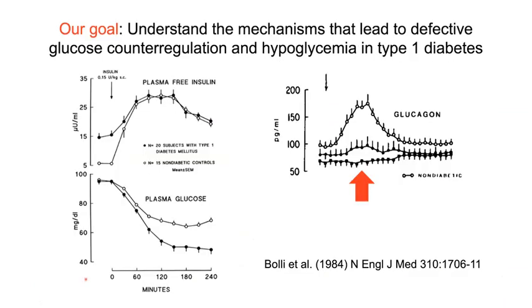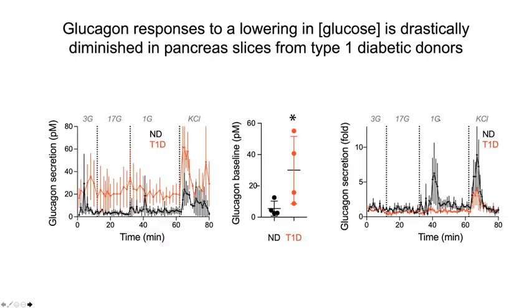So what we are interested in is understanding the mechanisms that lead to defective glucose counter-regulation, to defective glucagon secretion, and hypoglycemia in type 1 diabetes. So this is a major problem. If it weren't for hypoglycemia, I think that type 1 diabetes could be treated very aggressively with insulin. But the problem, as you can see here, is that they are paradoxically prone to hypoglycemia when they inject insulin. And one of the reasons is that these patients do not secrete glucagon in response to a lowering in glucose. So what can we do to study this here?